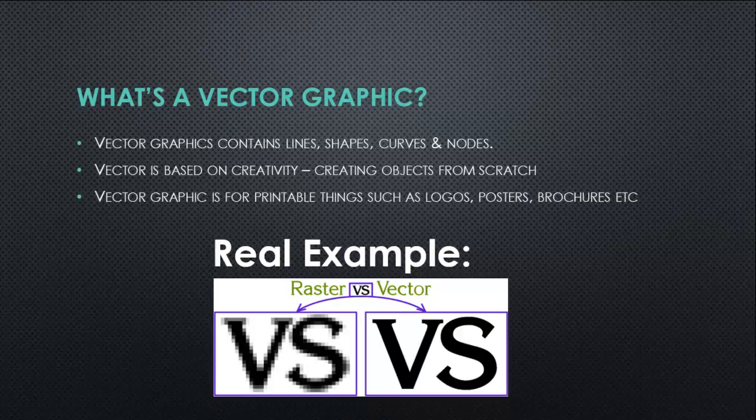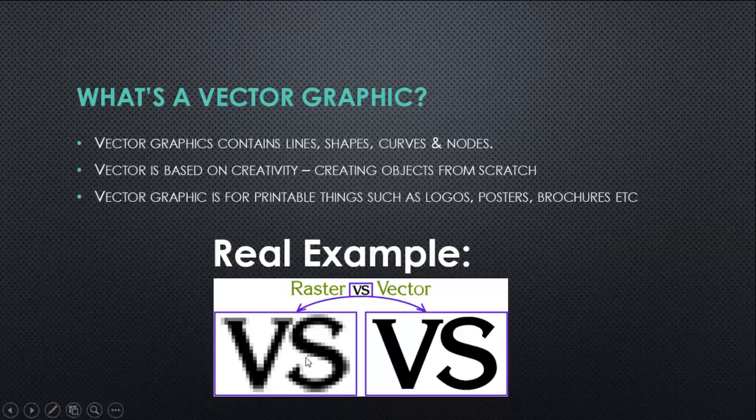And the raster graphic is actually based on pictures, photos and resolutions and different kinds of pixels. You can see the real example here, raster versus vector. This is the raster graphic picture and this is the vector. The vector is always clear and whatever size it has, it will be of the same quality.